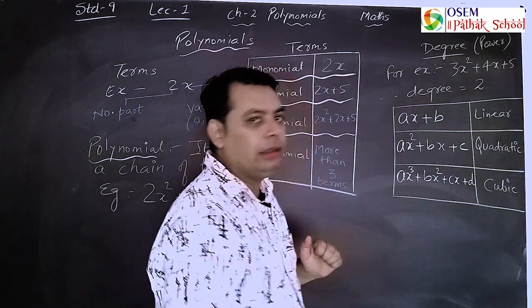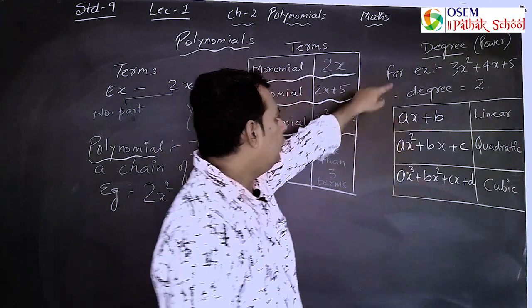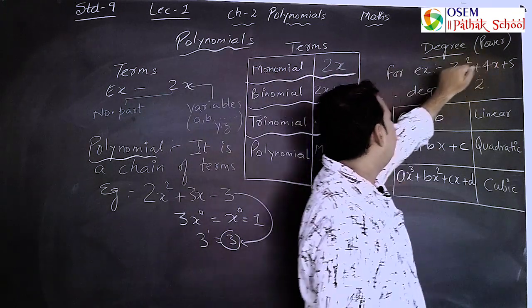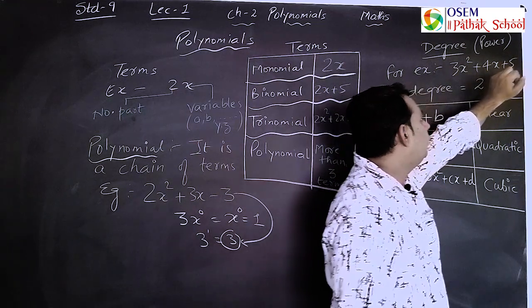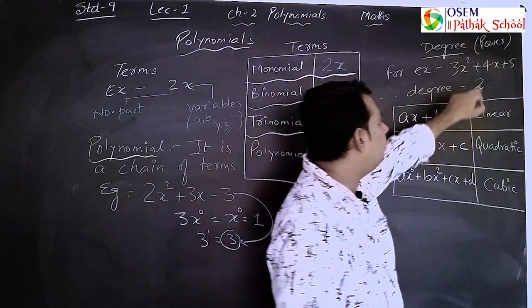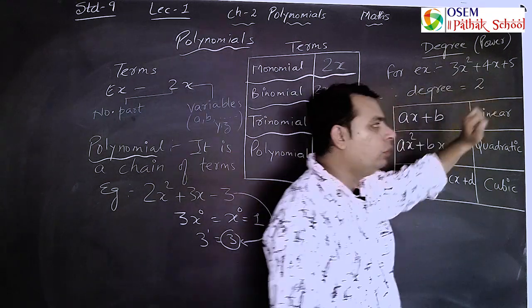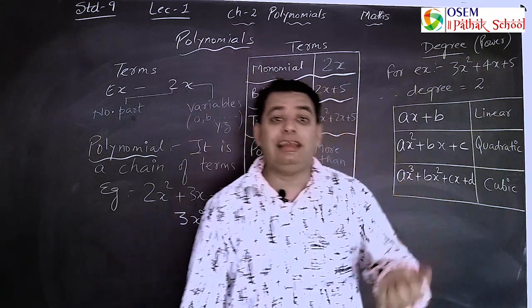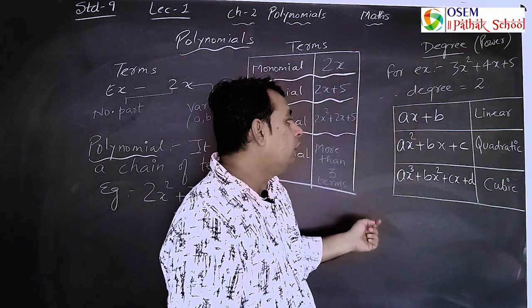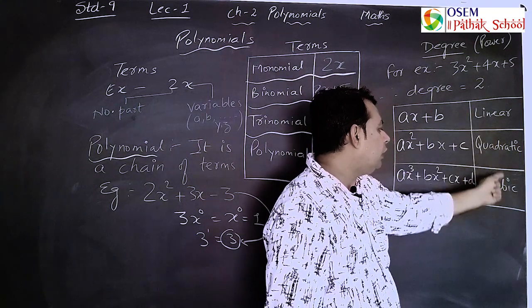Now what is degree? Degree means the highest power of the polynomial. For example, 3x square plus 4x plus 5. Now here, which is the highest power? You can see over here, the highest power is 2, therefore the degree is 2. Now on the basis of the degree also, polynomials have been classified. I am showing you that the classifications are linear, quadratic and cubic.